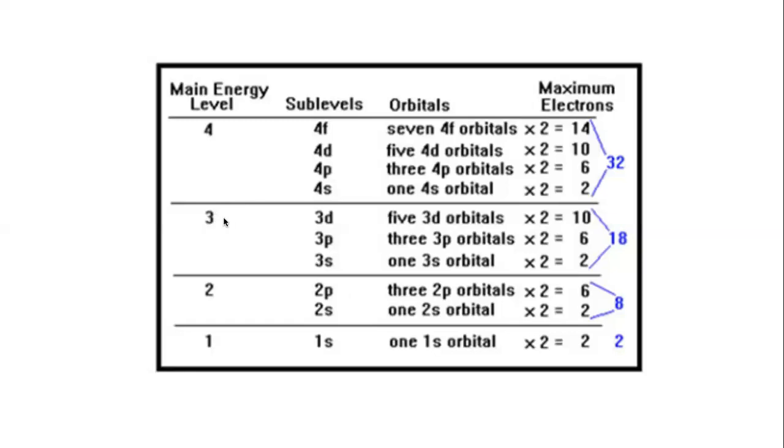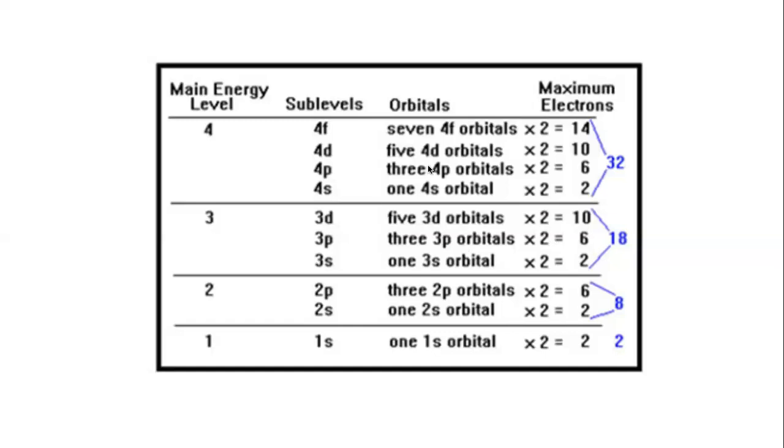For the third energy level, we have an S, a P, and a D. You have one S orbital, so you'll always have the one S orbital, and you kind of just add on. We have 3 P orbitals, and then we have 5 D orbitals. And so you just multiply 2 times 5 is 10. Similar to this, 3 times 2 is 6, and 1 times 2 is 2. If you add the numbers, you get 18.